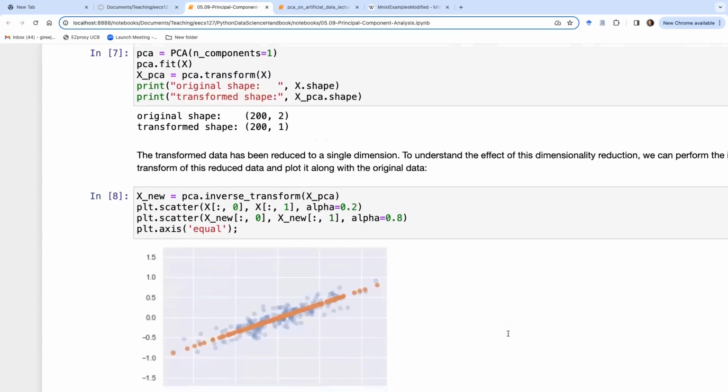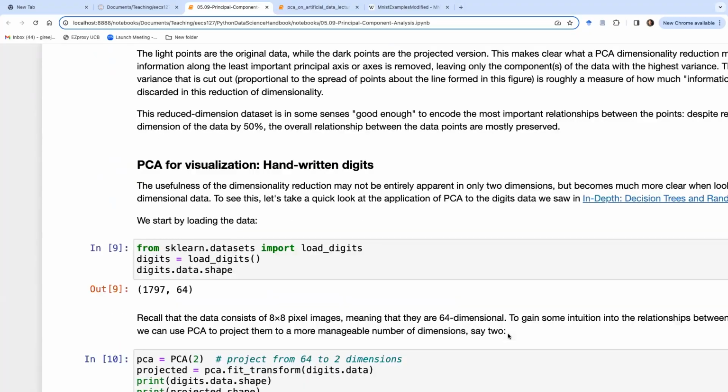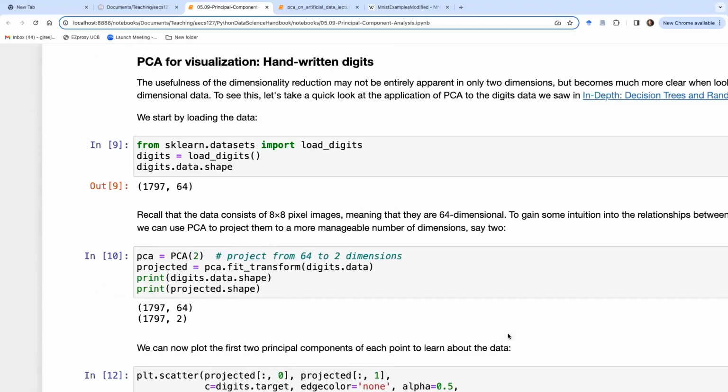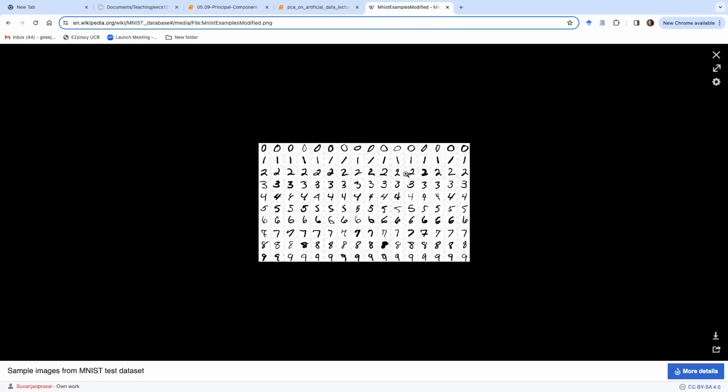Okay? But in general, there are more complex types of data that you might want to think about. For example, one data set that is commonly used in machine learning models, which some of you might have heard of, is called the MNIST data set.